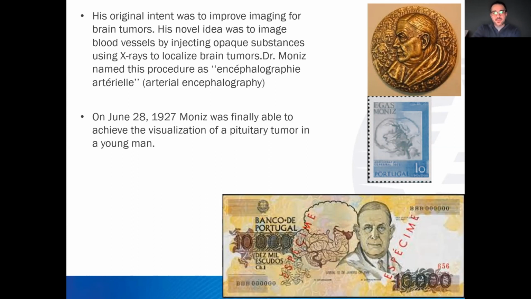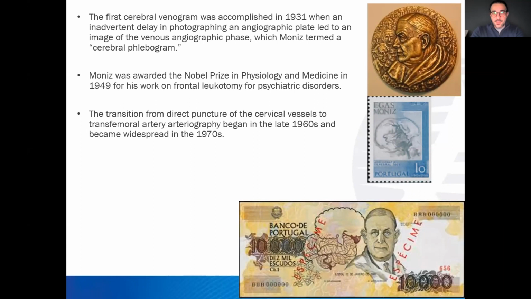Dr. Moniz named this procedure encephalography arterielle. On June 28, 1927, he was able to achieve visualization of a pituitary tumor in a young man. The first cerebral venogram was established in 1931, several years later, when there was an inadvertent delay in photographing, basically as they put in the angiographic plate to take the picture, it was too late. It was already in the venous phase. So they're like, oh, well, this looks different. This must be the vein.